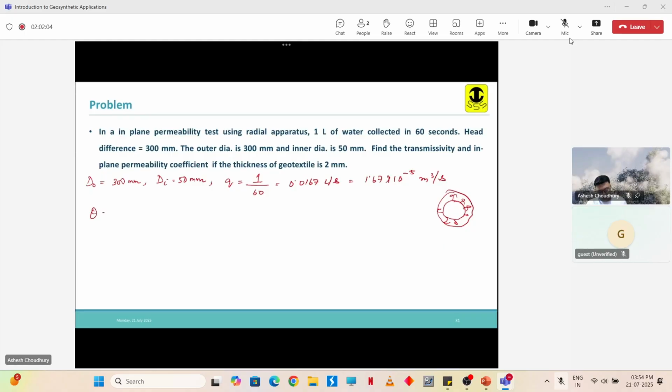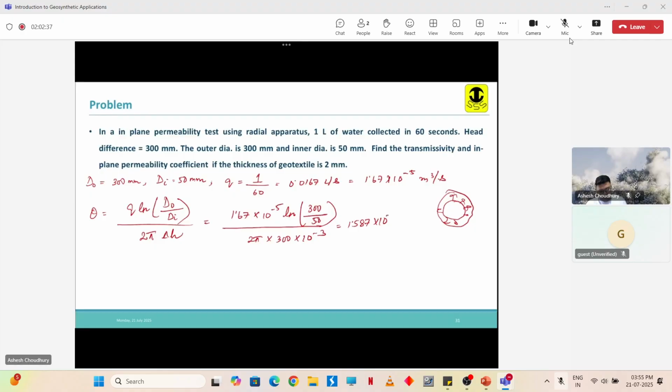So theta is q ln d by d naught, 1.67 times 10 raised to minus 5 into ln of 300 by 50. Okay, this will come out as 1.587 meter square per second. Then I have to find out the in-plane permeability.